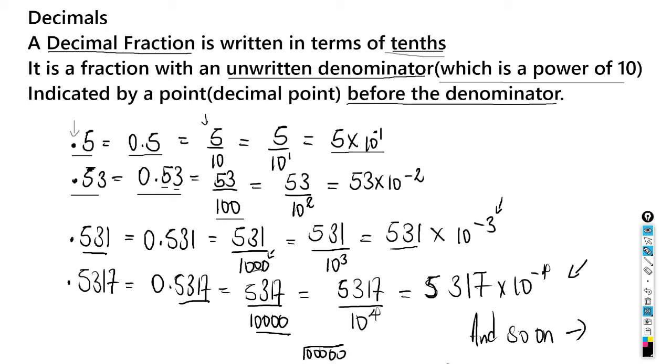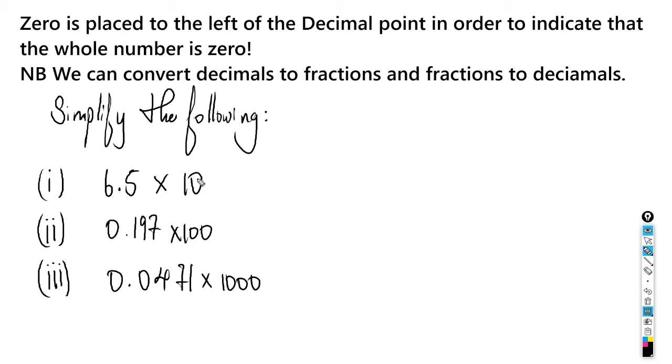So let's look at some examples now. Let's look at the notes we have up here. It says 0 is placed to the left of the decimal point in order to indicate that the whole number is 0. So this is the same thing here. There's a 0 to the left of the decimal point. And it says, note briefly, we can convert decimals to fractions and fractions to decimals. We're going to do that later as well.